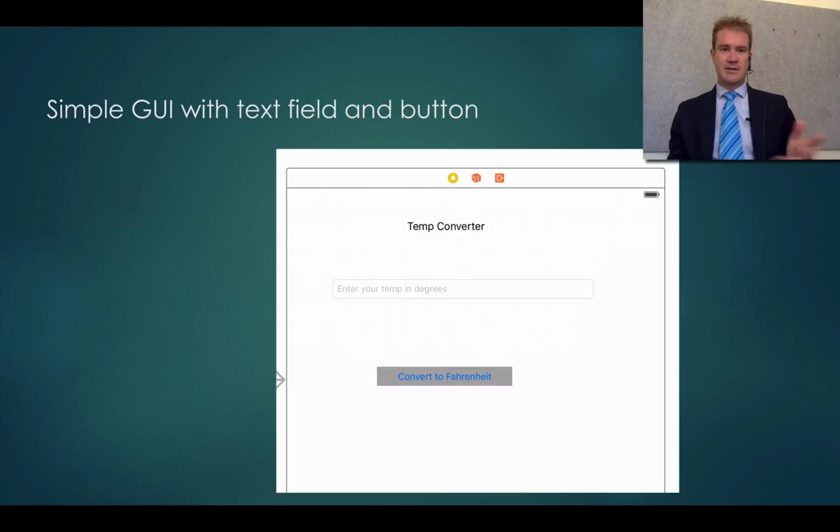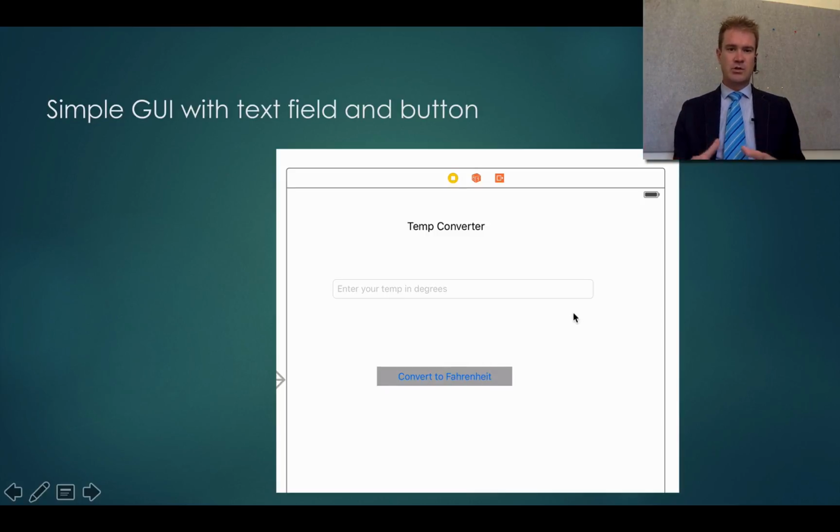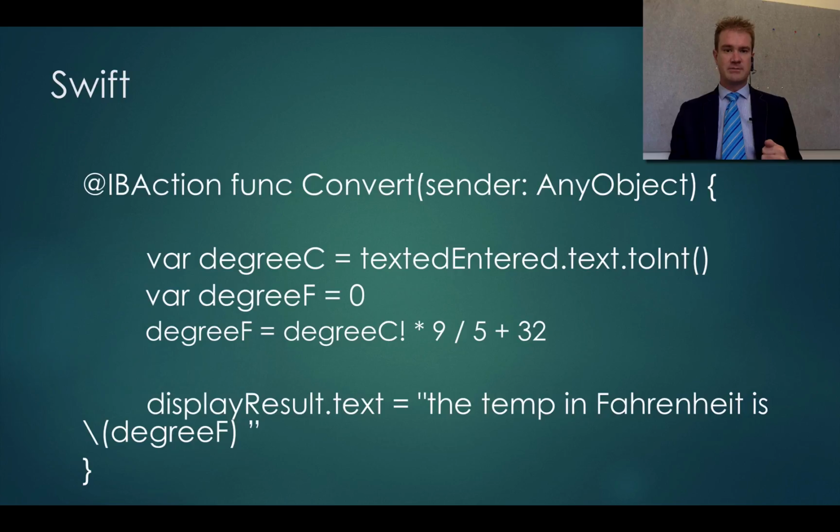So let's start off with a simple GUI, which is our graphical user interface for Swift. Up here we've got a label, a text field for the user to enter in the data, and then a button. And we're going to look at how multiple different languages would code for a very similar program, a very simple temperature converter. So this is our graphical user interface that you'd build on Xcode Storyboard, and now we're going to look at the code behind that for Swift and then the code behind it in several other languages.